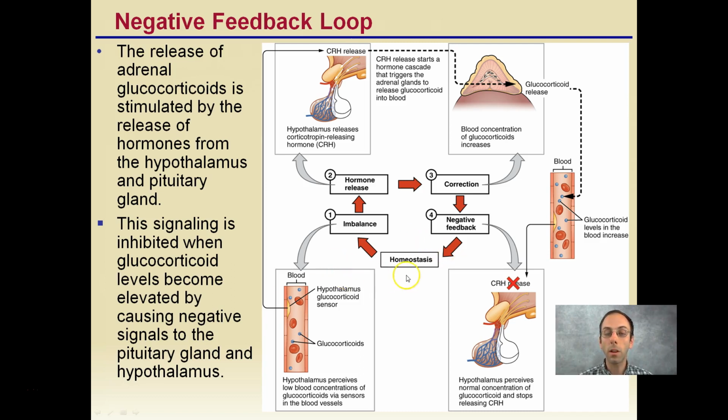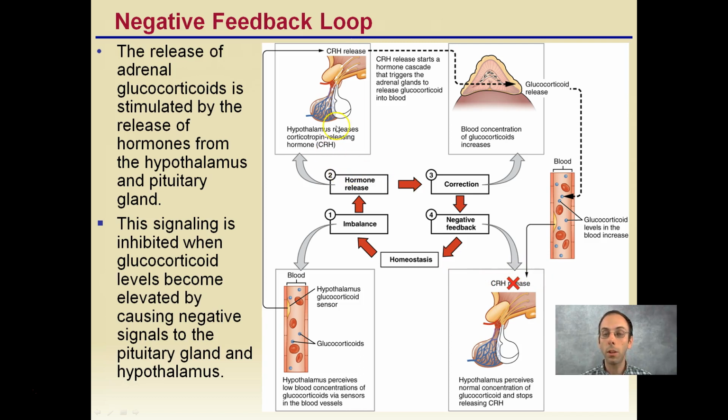So we have our homeostasis, we have our nice happy body conditions. We have an imbalance that occurs here. Within the body, the hypothalamus perceives low blood concentrations, so that's causing an imbalance. That's going to lead to a hormone being released. This hormone release is going to cause a cascading effect to help increase these blood levels. The hormone is released in the various glands, which will hopefully cause a correction to occur, and that correction will be evident by the levels increasing in the blood.